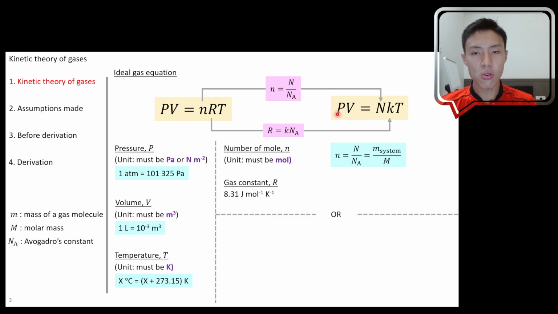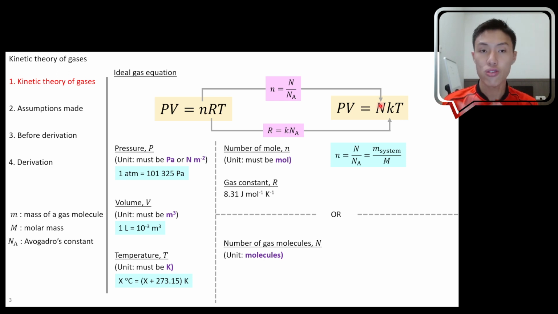So if we use PV = NkT, then the big N represents the total number of gas molecules in the system. Usually this N will be a very big number. Let's say I have 3 moles of gas inside, how many gas molecules do I have? I have 3 times 6.02 times 10 to the power 23 gas molecules. Usually it's a very big number, 10 to the power 23, 10 to the power 24, because that's the total number of gas molecules inside the system.